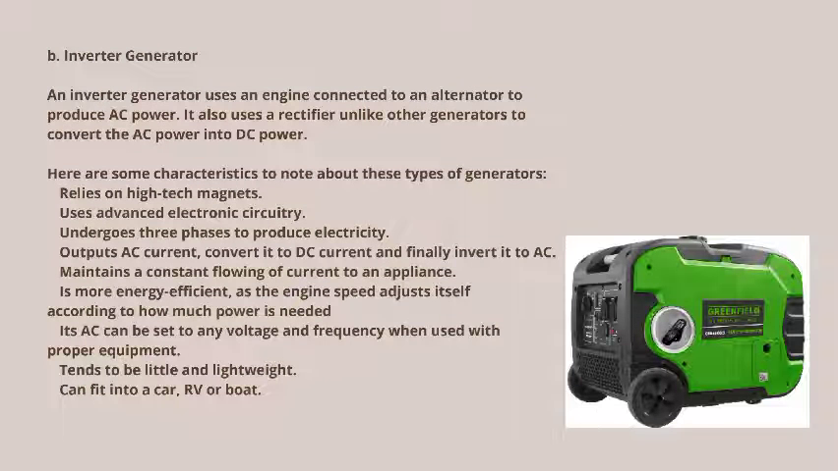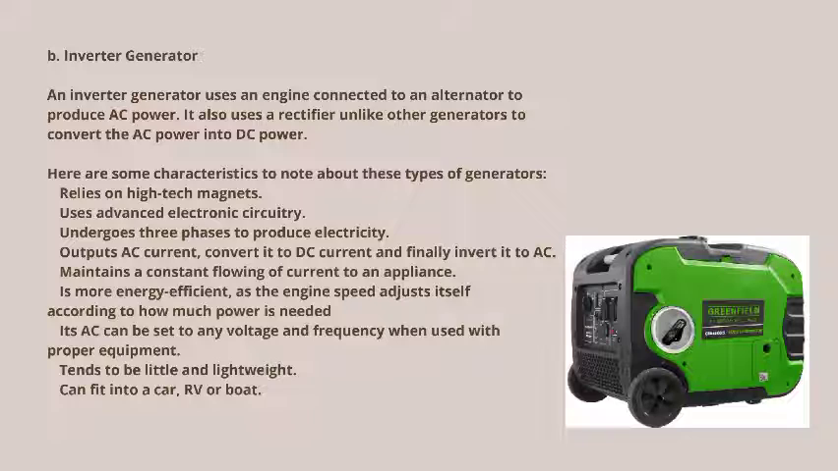Inverter generator. An inverter generator uses an engine connected to an alternator to produce AC power. It also uses a rectifier, unlike other generators, to convert the AC power into DC power. Here are some characteristics to note about this type of generator.